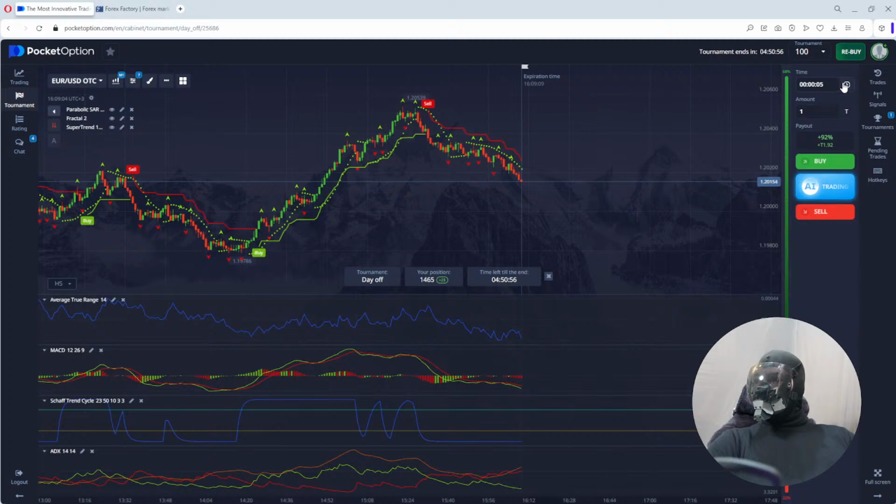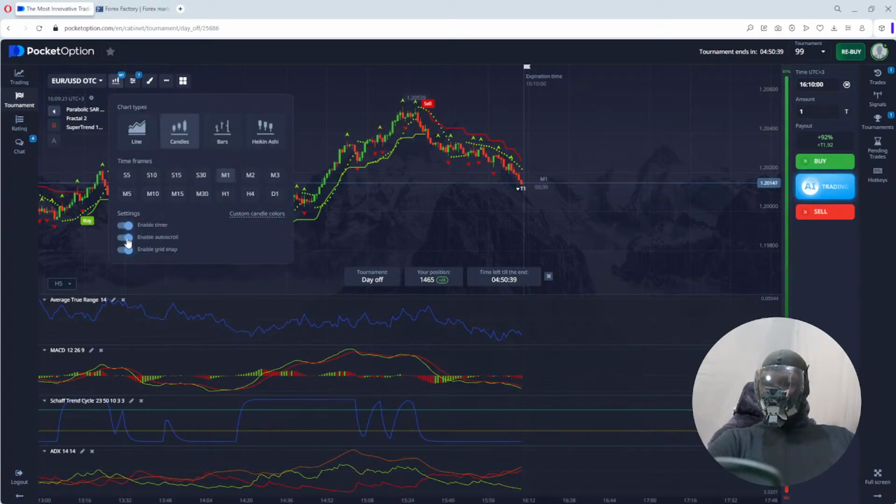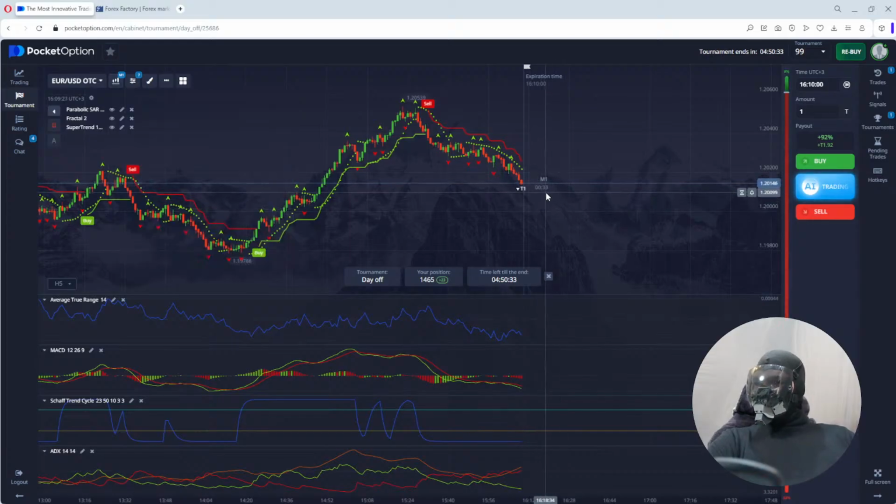So what we can do is we can set till the end of the minute. This is something that I do enjoy. There we go, and we can open the position for a lower, and essentially what's going to happen is we're going to enable timer. There we go. Okay, auto scroll. All right, there we go. So in 33 seconds, we're going to have an expiration on euro-dollar OTC, we could be in the money.